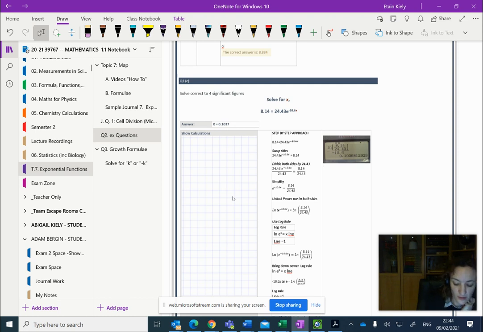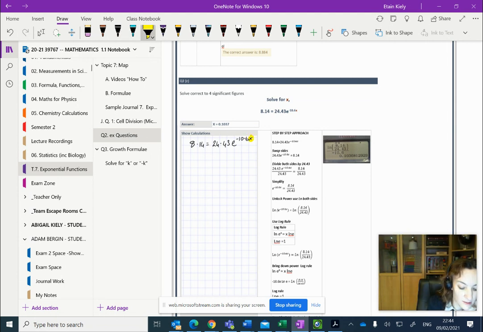So this is a very similar question to the previous question. We're trying to solve for x again, and this time our numbers are 8.14 is equal to 24.43 e to the minus 10.6x. And here we have to try and solve for x. This is what we're trying to get out of this.